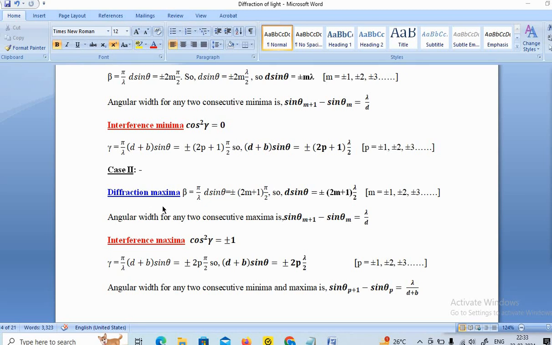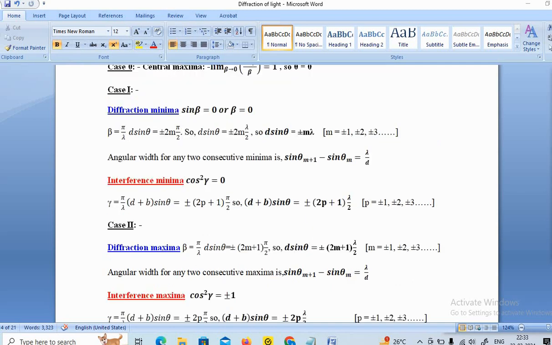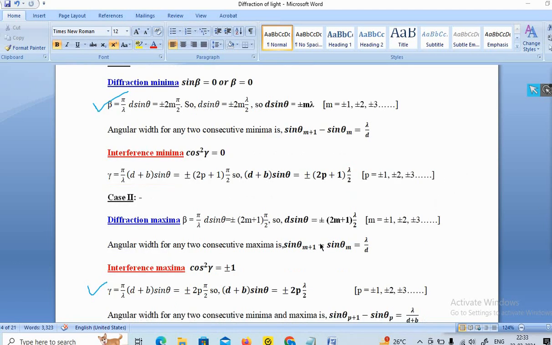First, diffraction maxima: this is when beta is equal to (2m plus or minus 1) pi by 2. And interference maxima is when the cos value becomes 1. So you can see the condition for diffraction minima and the condition for interference maxima. And comparing, interference minima takes this type of condition, and diffraction maxima this one. So these are the conditions for minima and maxima.